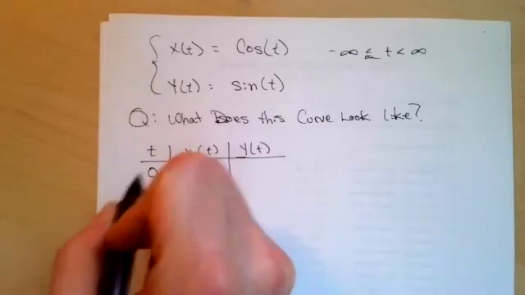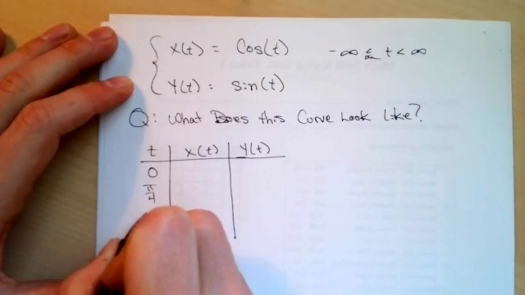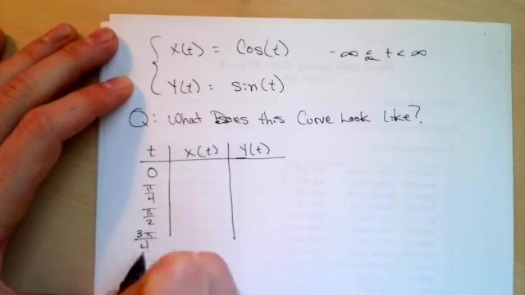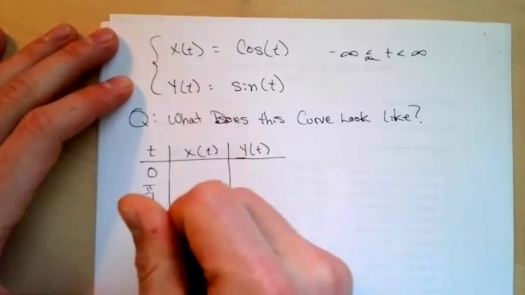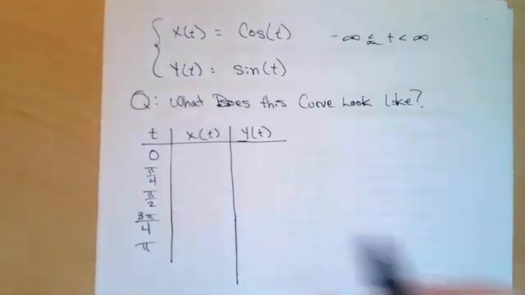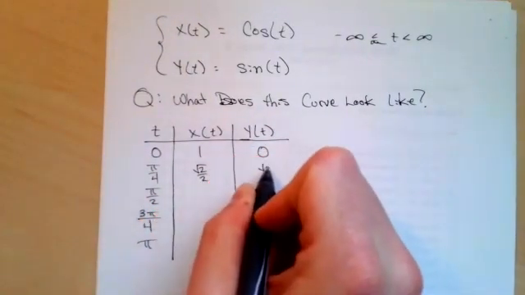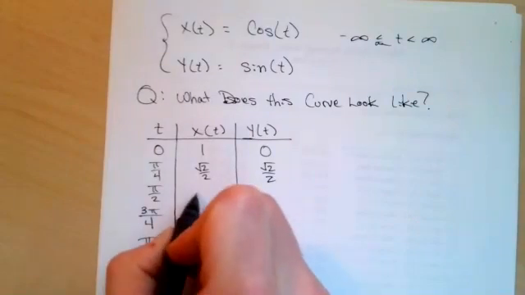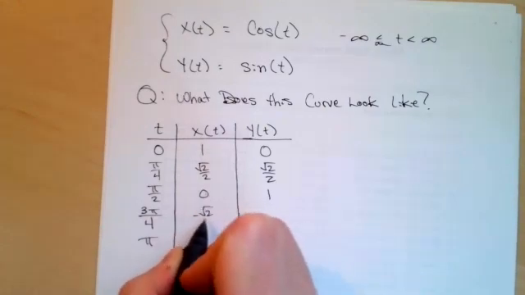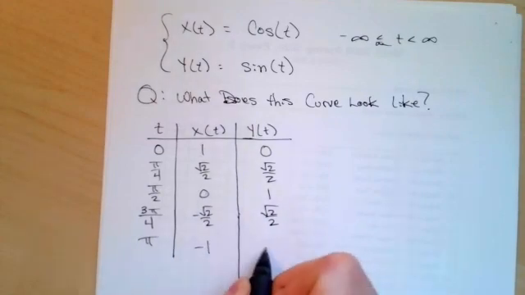So let's pick something like t is 0. Let's pick t is pi over 4, pi over 2, 3 pi over 4, and pi. We'll start with that. Got to remember our trig evaluation. So we've got 1, 0, root 2 over 2, root 2 over 2. We've got 0, 1. We've got, let's see, negative root 2 over 2, root 2 over 2. And we've got minus 1, 0.